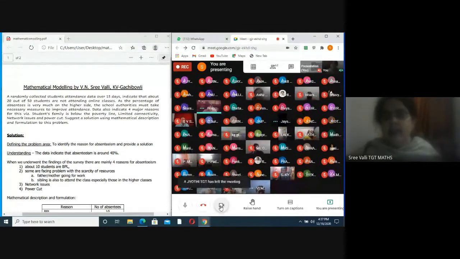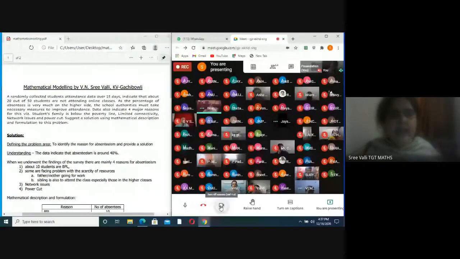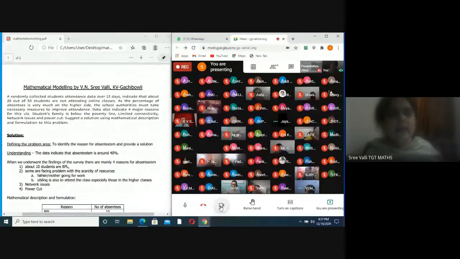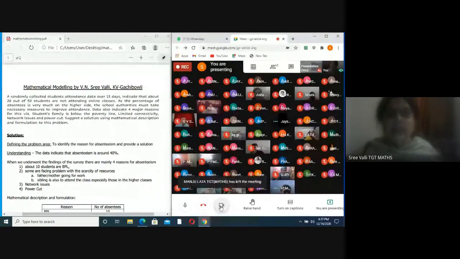We collected the data on what the 4 major reasons for the absenteeism of the students are. That is, the students' families are below the poverty line, and there is limited connectivity. That means they have only one phone, so when the parent is present, the child could attend. If not, the child cannot attend. Also, there are network issues and power cuts, which we face daily. So, suggest a solution using mathematical description and formulation for this problem.